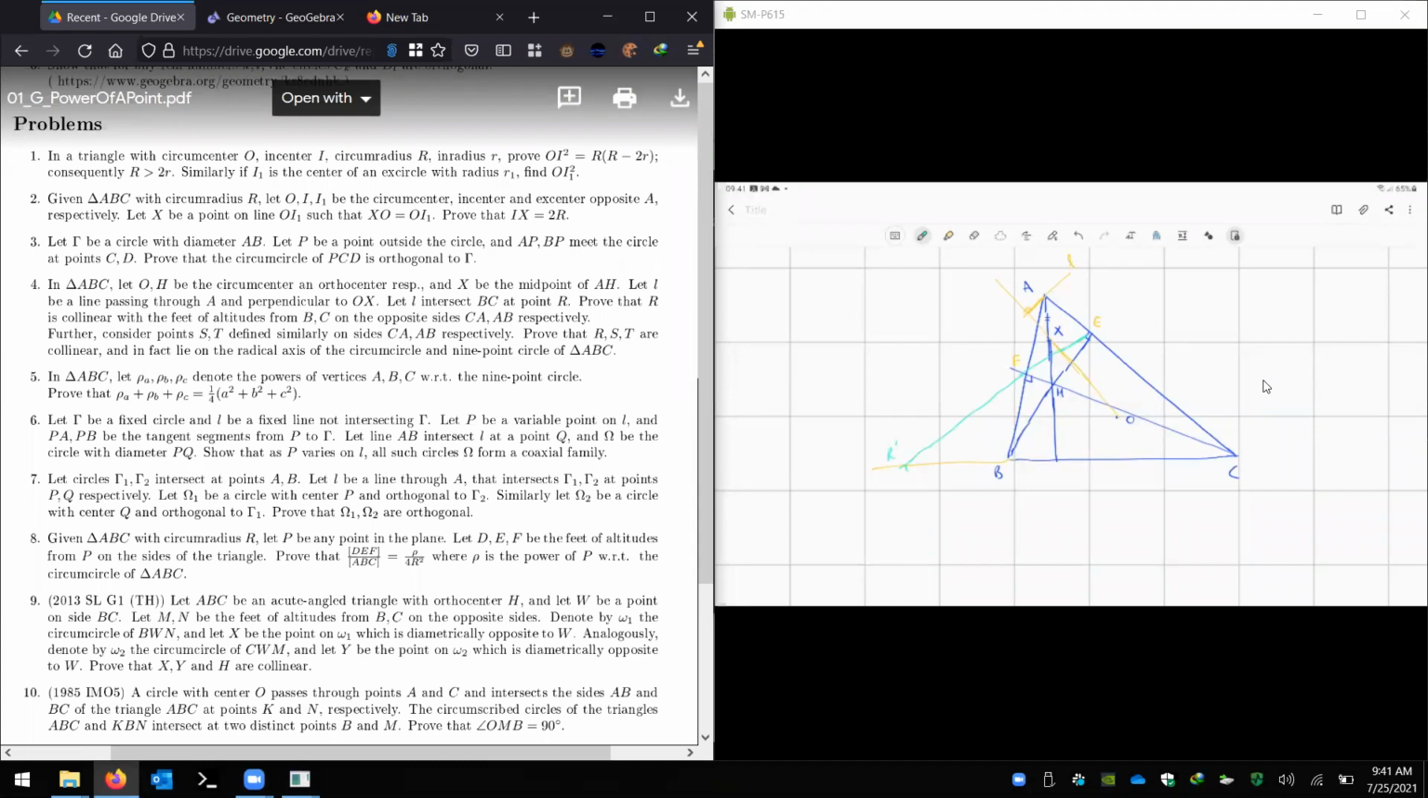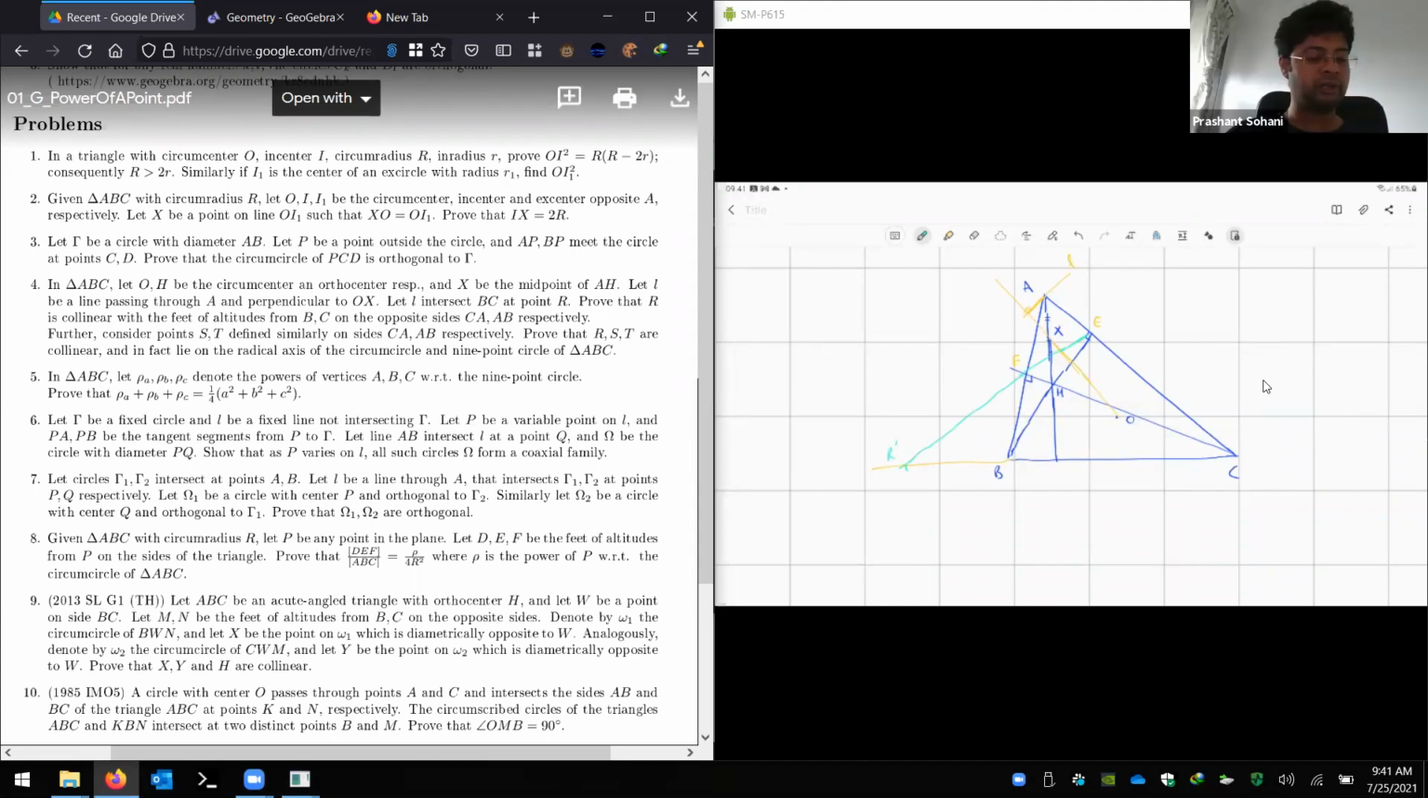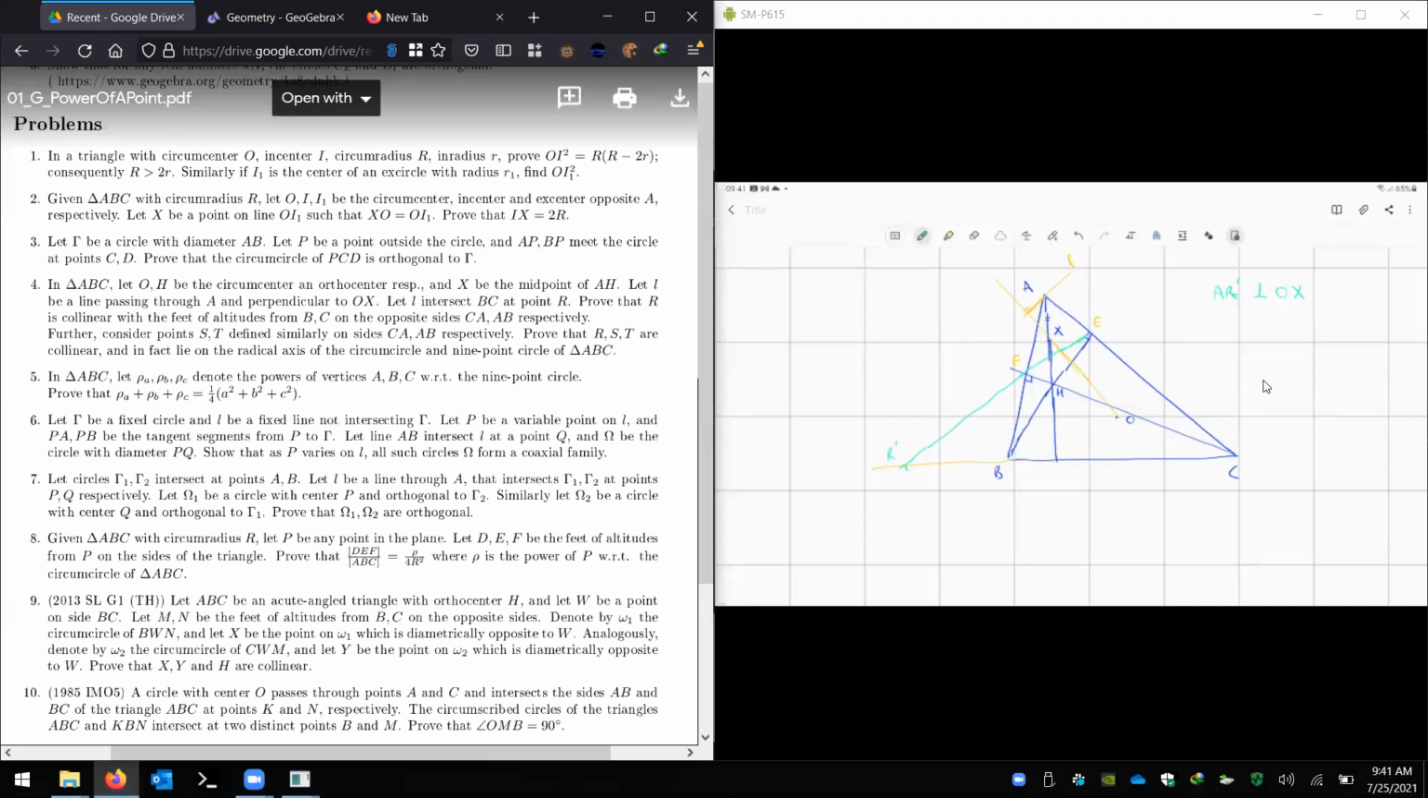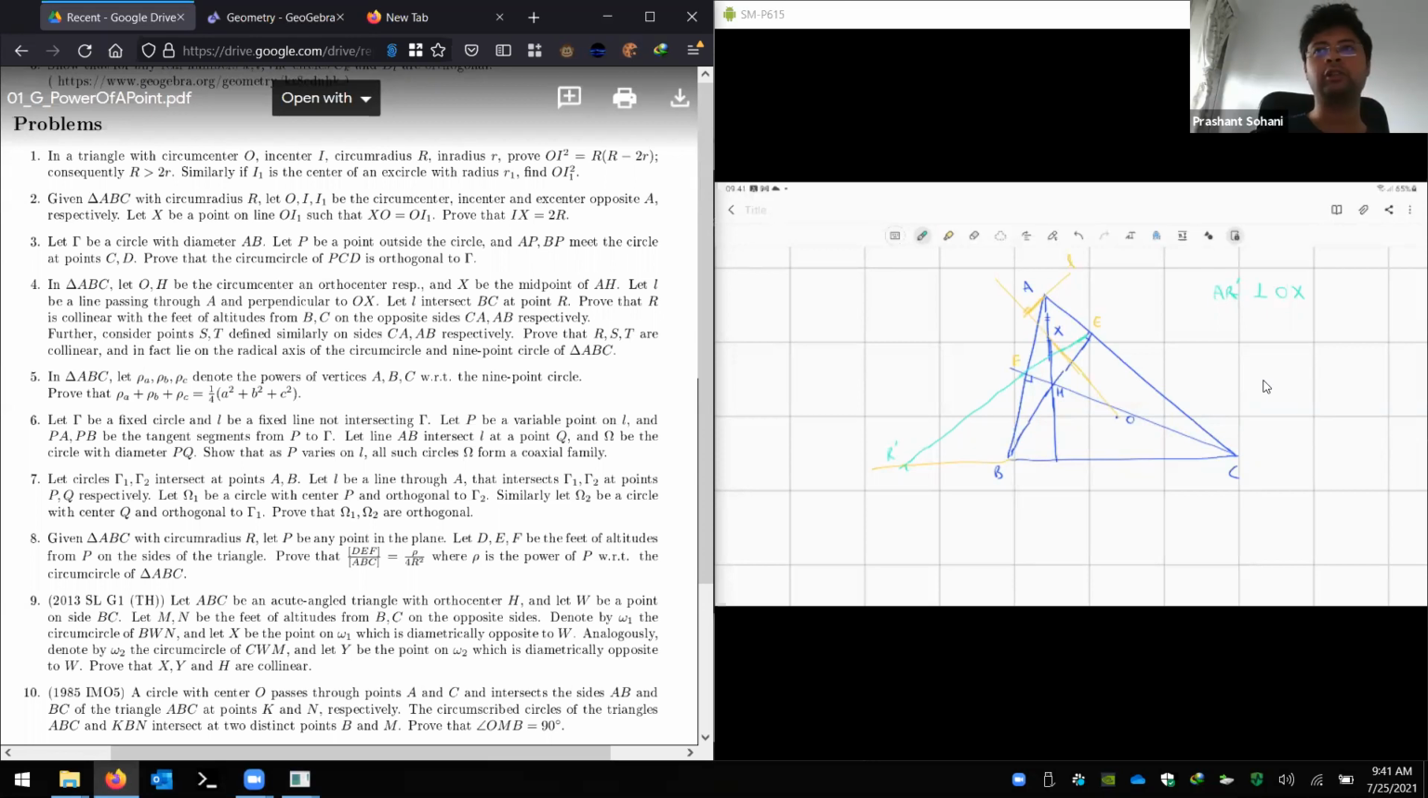Showing that it lies on line L is the same thing, because line L is nothing but perpendicular to OX. So if I show AR dash is perpendicular to OX, is that sufficient? Yes. Okay, so then with this, I'll give you another couple of minutes to try.